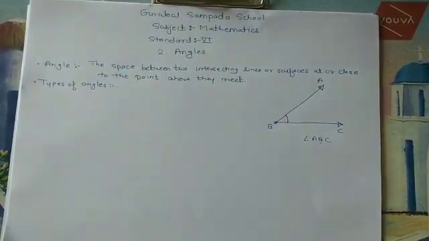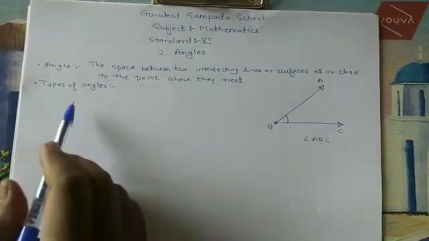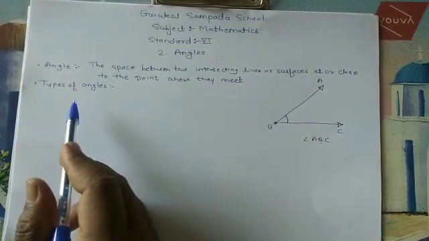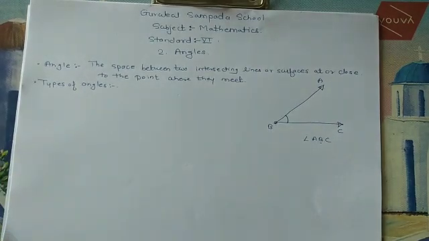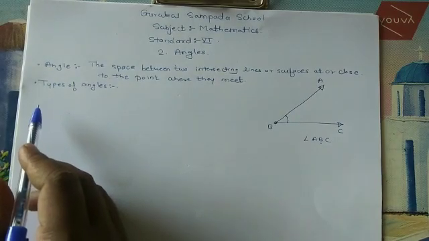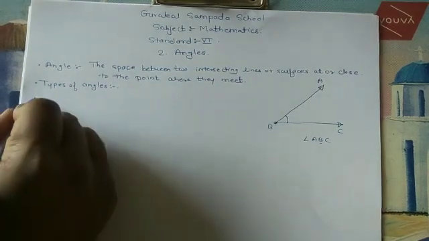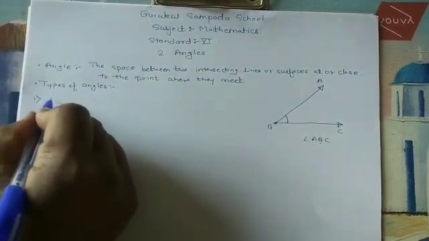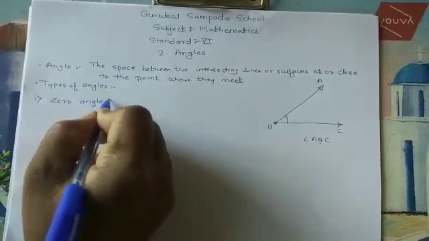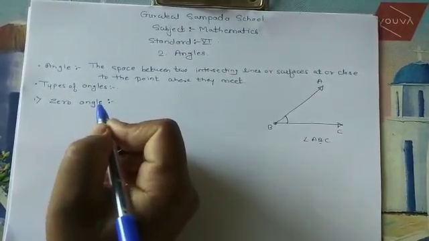Okay, now in this lecture we are going to study the types of angles. Actually if you observe, near about 8 types of angles are there, but in today's lecture we will study only 4 types of angle. So the first angle is what? That is the zero angle. What is meant by zero angle?